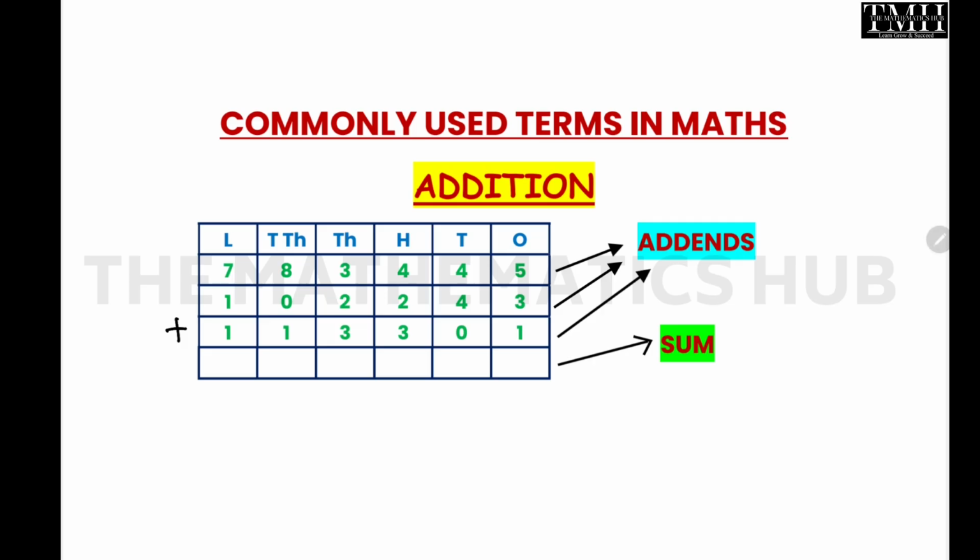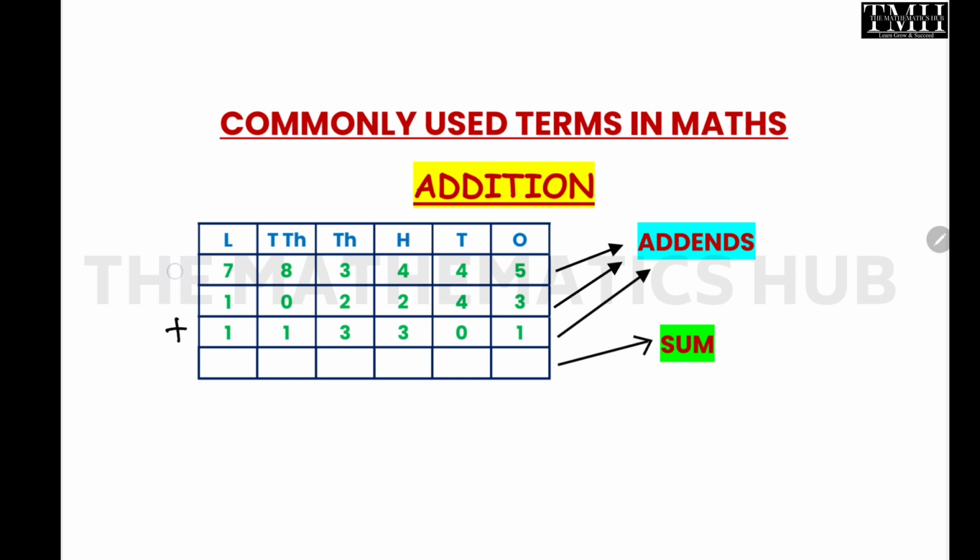We will always start the addition from the ones column and then we will add digits in the tens, hundreds, thousands and so on. While adding, if the order of numbers is changed, suppose we will write this number at last and this one at first, then also the result will be same.